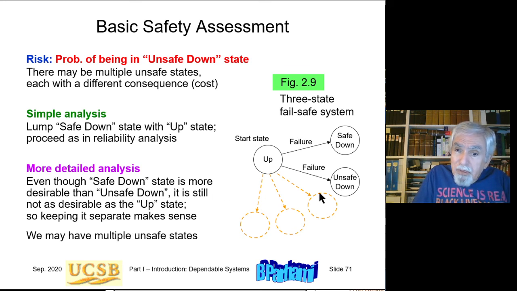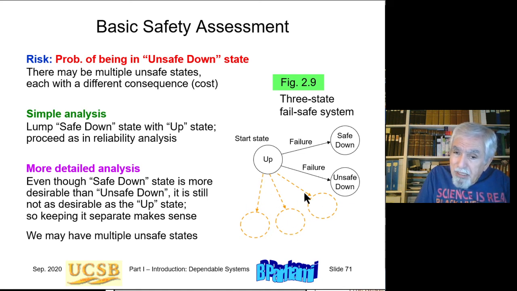Okay, now the reason I distinguish multiple unsafe down states is that the consequences of the system going into different unsafe states can be different. And the consequence is basically the penalty that we have to pay, either a financial penalty when the system fails and we have to pay money to compensate for damages, whether the damage is to life or to property and so on. So there may be different consequences, different costs associated.